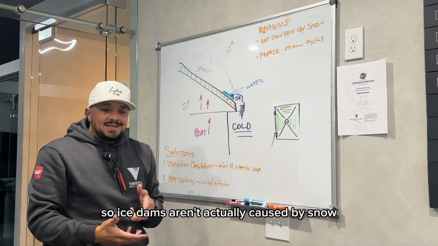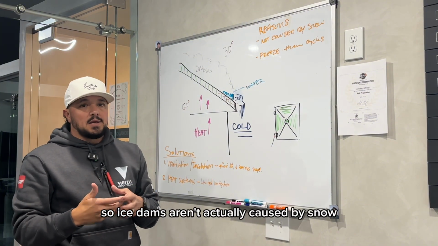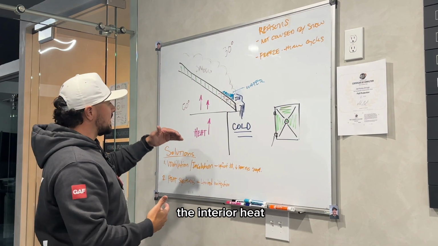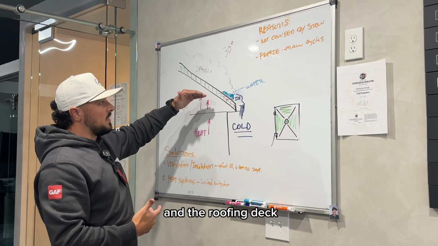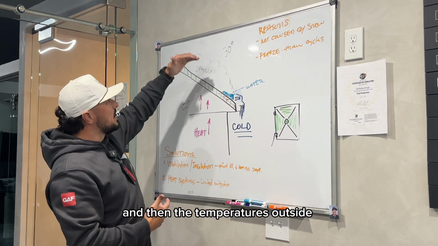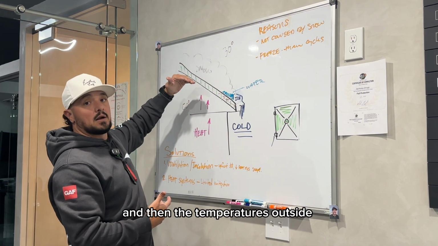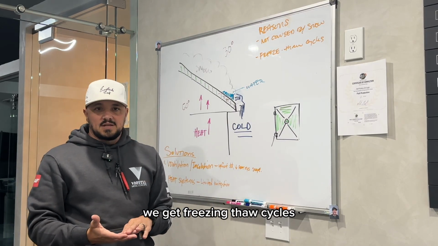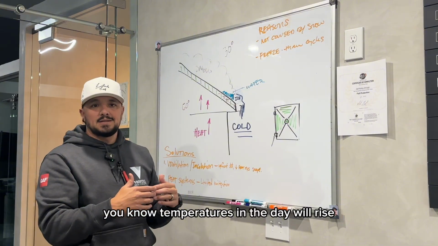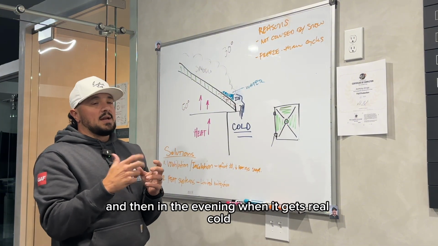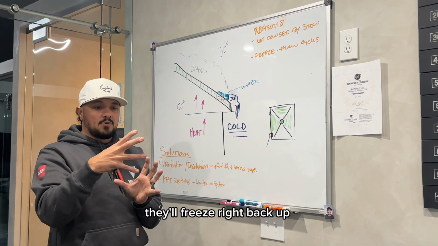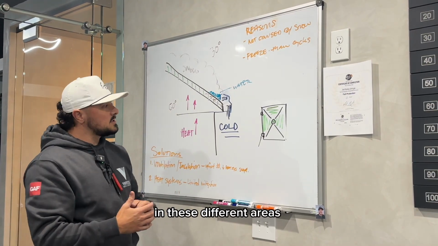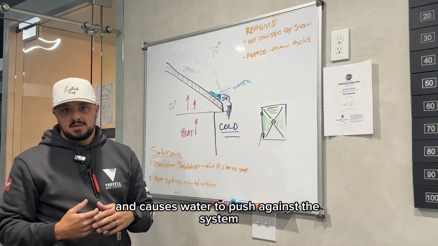So ice dams aren't actually caused by snow. Really, it is the relationship between the interior heat and the roofing deck via the attic, and then the temperatures outside that cause ice dams. So here in Utah, we get freeze and thaw cycles. You know, temperatures in the day will rise, it'll melt things down, and then in the evening, when it gets real cold, they'll freeze right back up in valleys or at the eaves in these different areas, and cause water to push against the system.